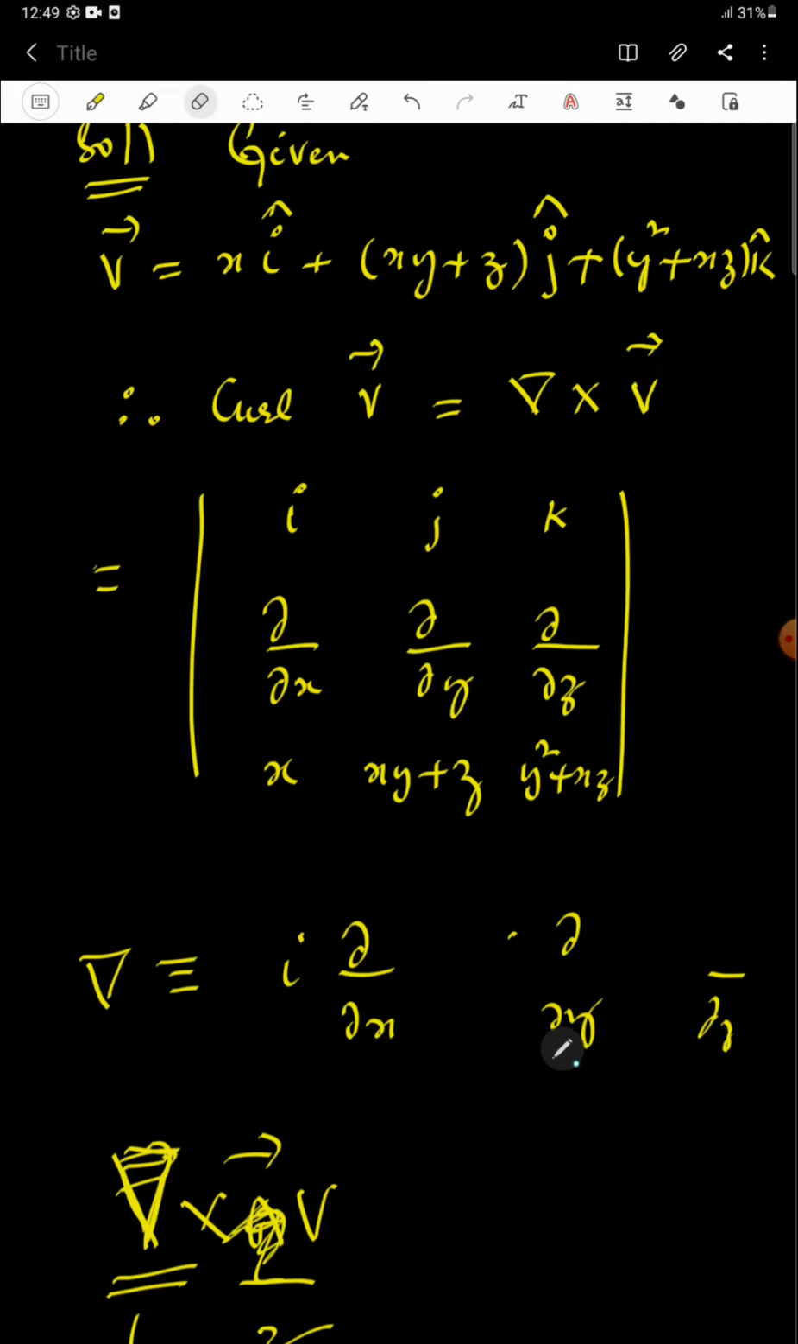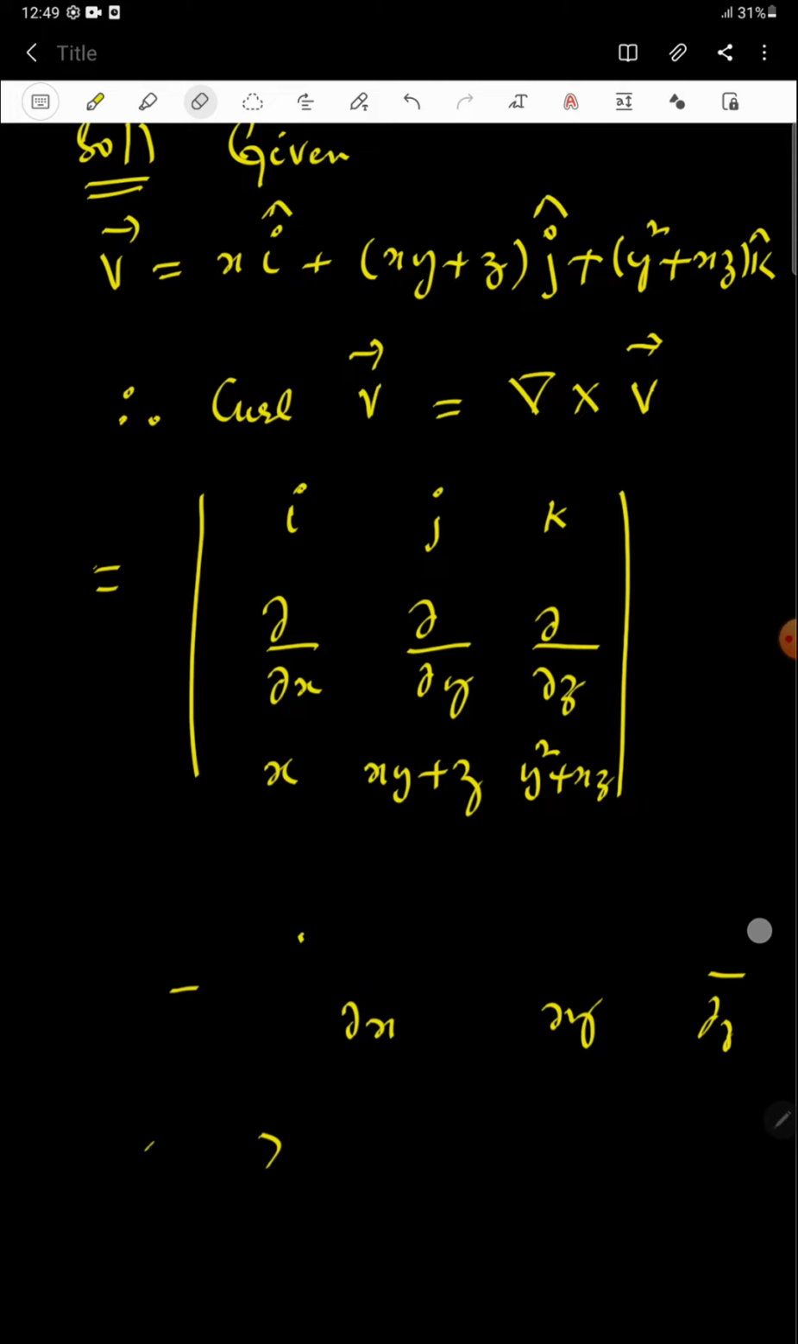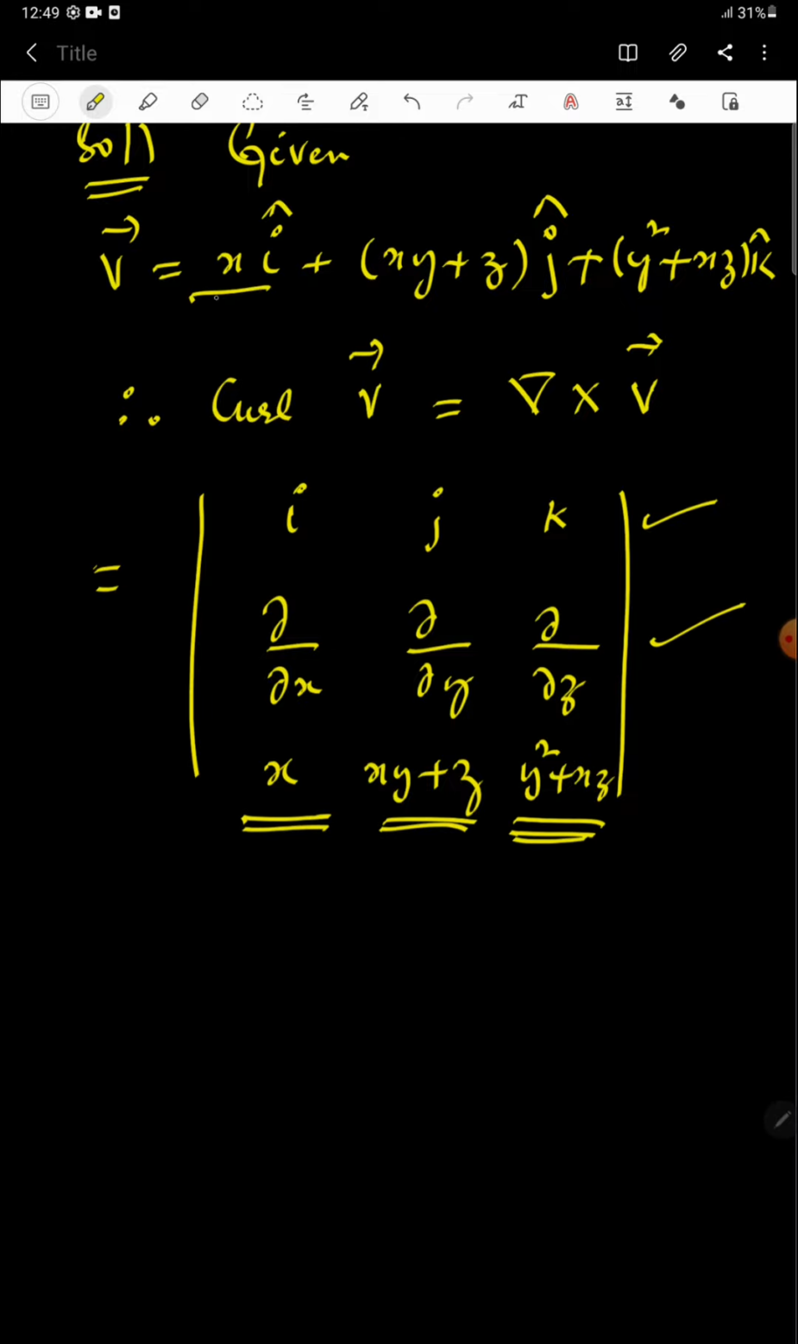It is simple. Whenever we are finding the curl of a vector function, the first two lines will be there as it is. This line and this line will be as it is. Only these coefficients you will be substituting from the given vector function. For which vector function we are finding the curl, that vector function we will be writing here.